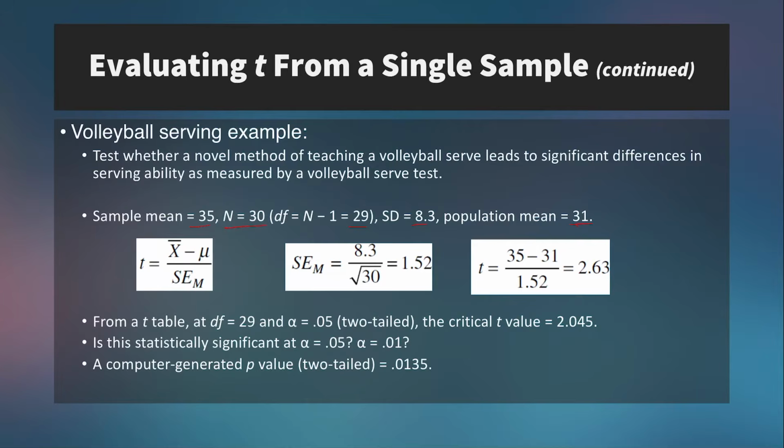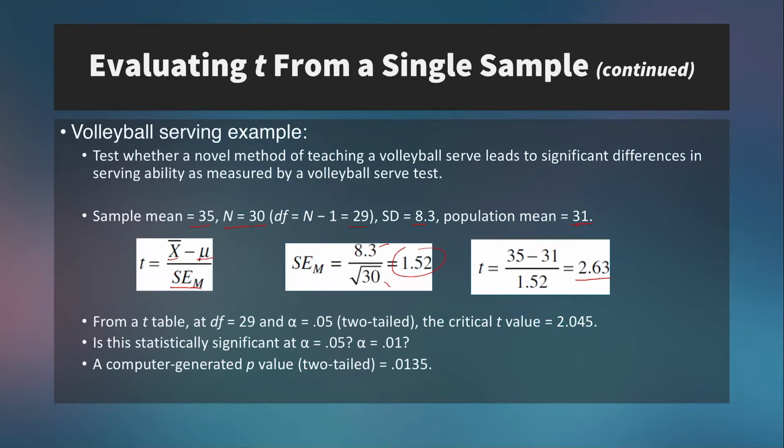So we would calculate the t-statistic as the mean of x, that's the score from the sample, minus the population mean, so that would be 35 minus 31, over the standard error of the mean. And remember, the standard error of the mean is the standard deviation over the square root of the sample size. So that equals 1.52. And we plug 1.52 into our t-statistic calculation, and we get 2.63 for our t-statistic.